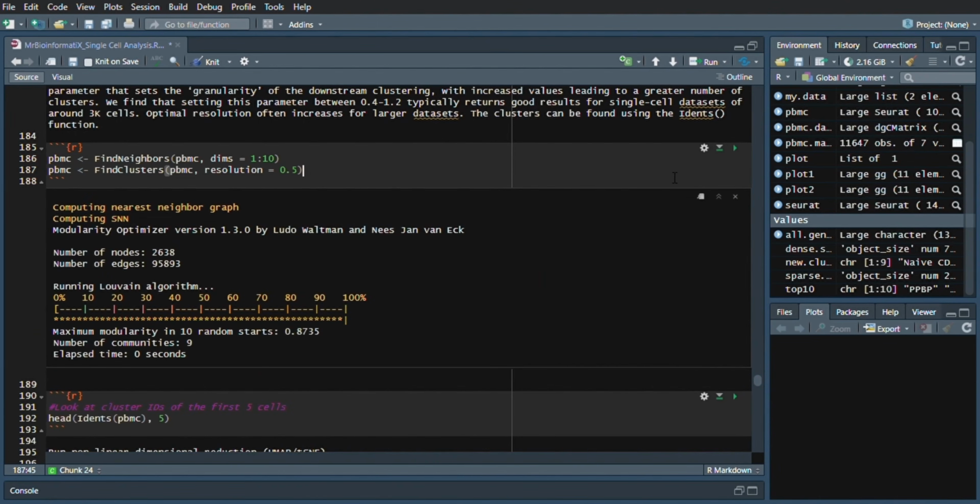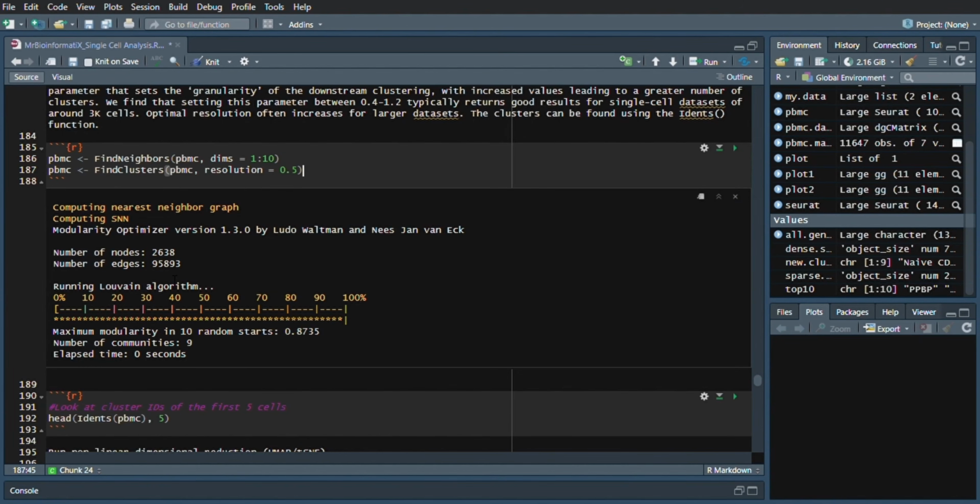So as you can see, computing nearest neighbors and computing SNN. The number of nodes is 2638 and the number of edges is 95,893. The number of nodes here indicates the total number of cells included in the analysis, and the number of edges shows the total number of connections between cells.